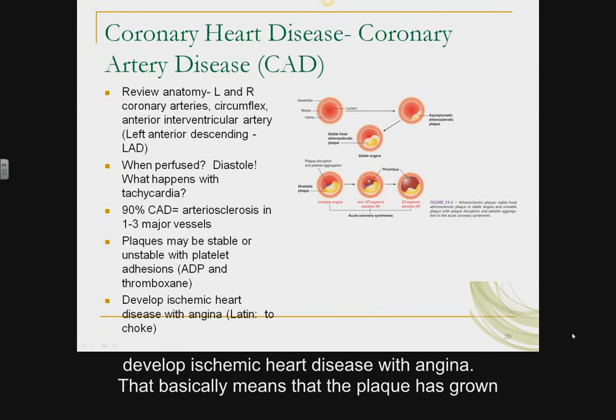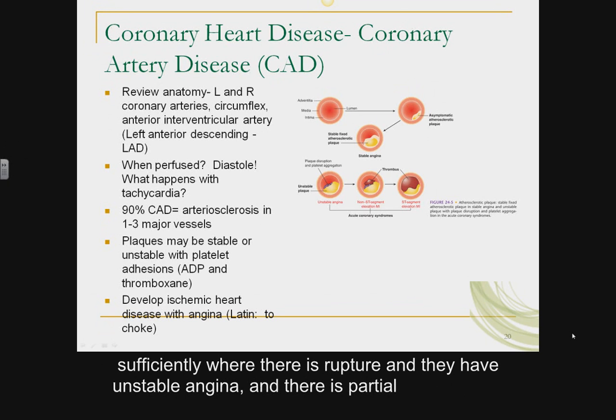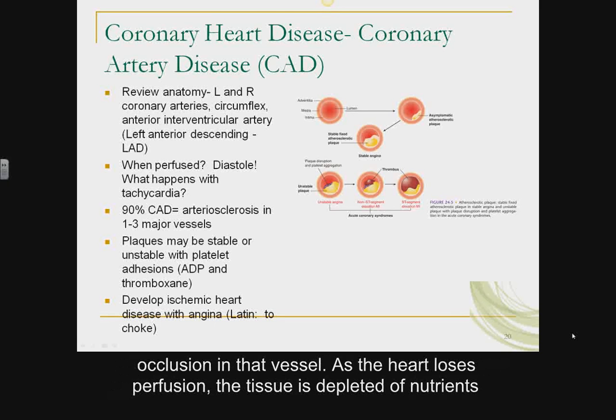Before that happens, the person can develop ischemic heart disease with angina. That basically means that the plaque has grown sufficiently where there is rupture and they have unstable angina, and there's partial occlusion in that vessel.